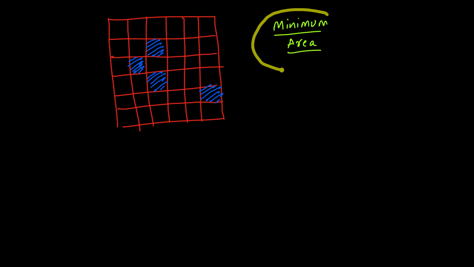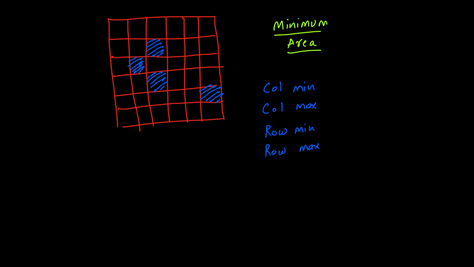Let's start with identifying the information that we need to build this rectangle or the minimum area. As it is a rectangle, we need the length and the width of it, or in other words, we need the starting point and the ending point of each of the rows and columns that will be used to determine the length and width of the rectangle. That is column min, column max, row min and row max.